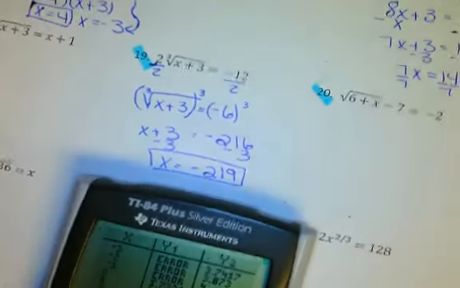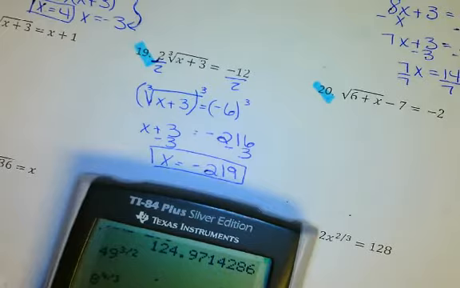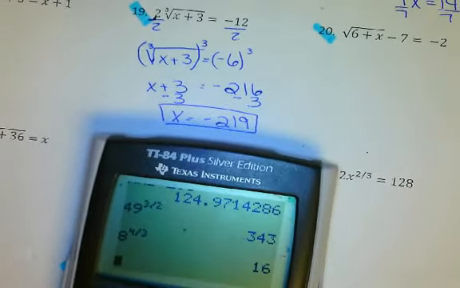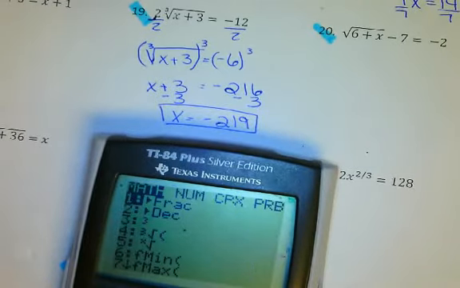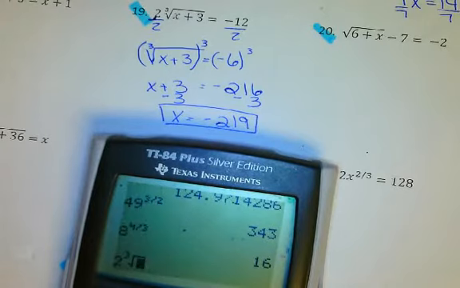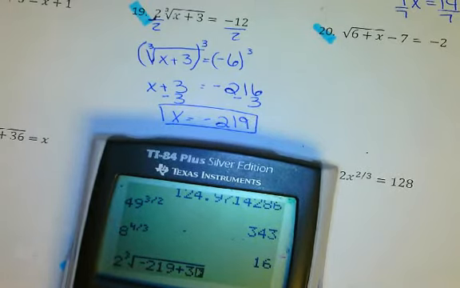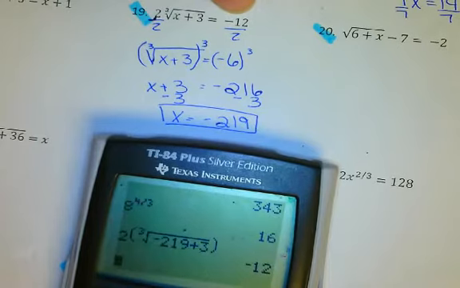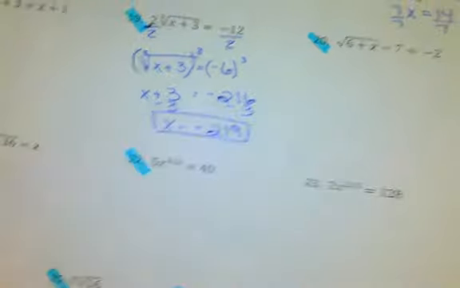Alright, so I'm going to check this one by substitution. So I'm going to come over here, and I'm going to do 2 times the cube root of negative 219 plus 3. And if everything works out, I should get negative 12. And there it is. So my answer is correct.